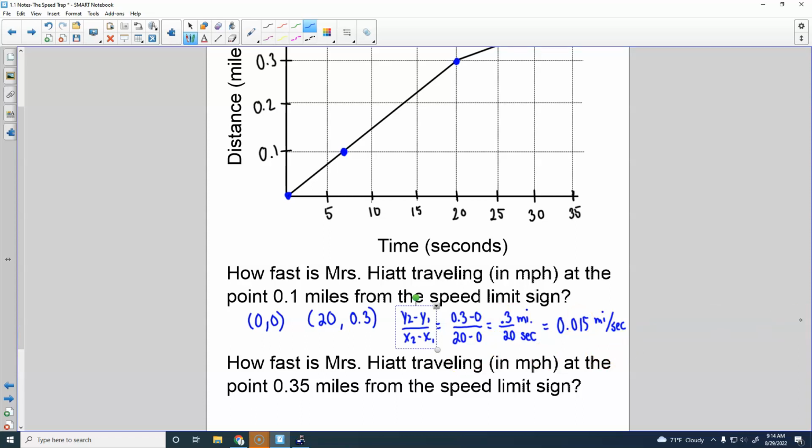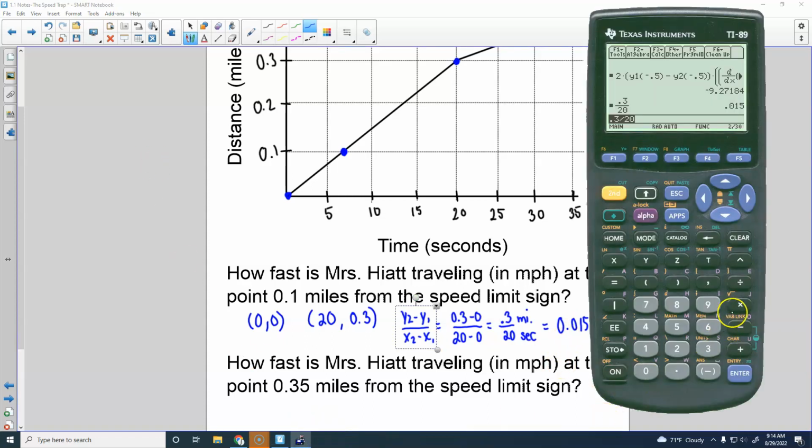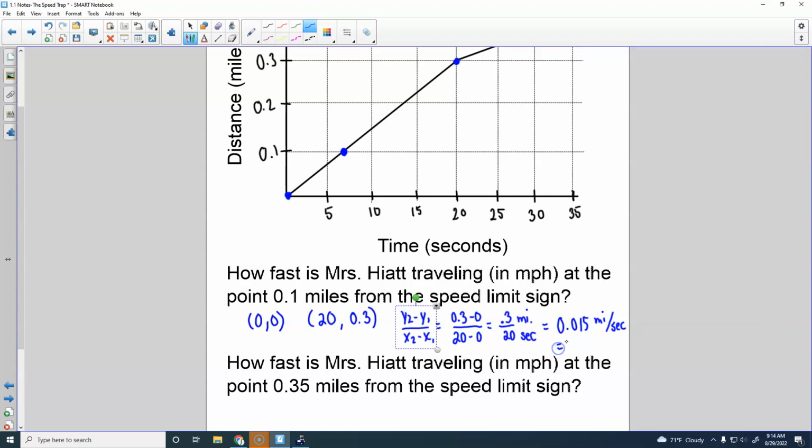We're going to multiply it by 3,600 because there's 3,600 seconds in an hour, right? 60 seconds in every minute, 60 minutes in every hour. So 60 times 60 is 3,600. So if we take this and multiply it by 3,600, we'll get 54. So that's 54 miles per hour. So over here I am traveling along at 54 miles per hour.